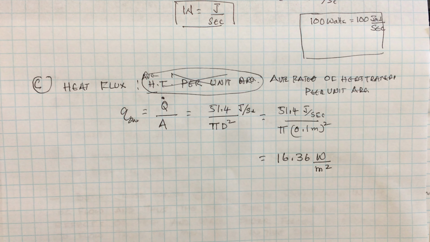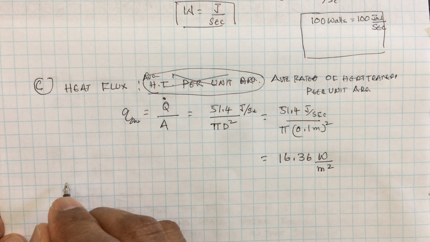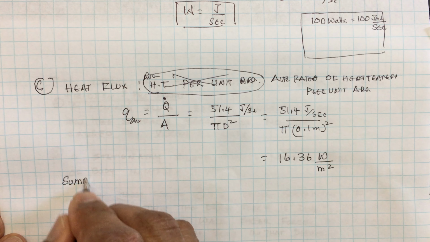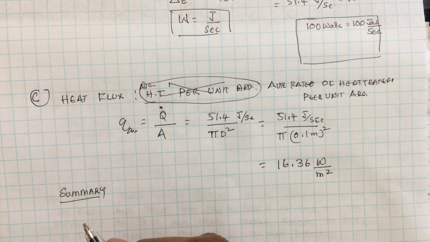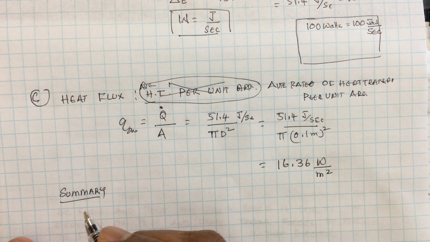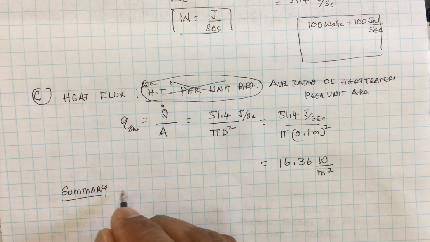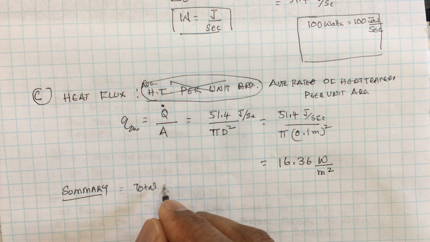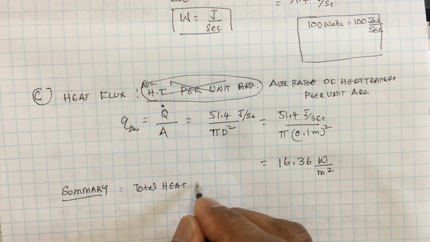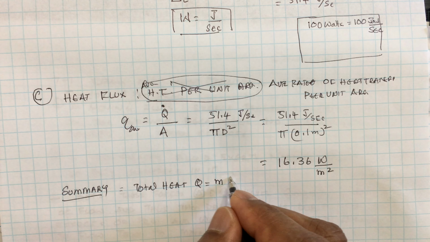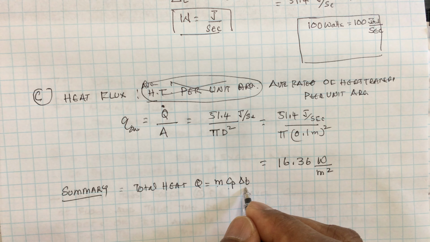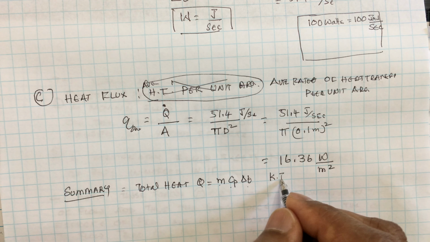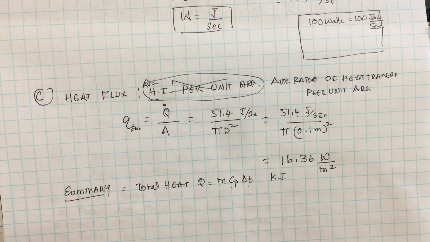So all three parts were done, but what I'm trying to emphasize here is, let's summarize. This is very important, so that you have a clear understanding of how to use these formulas, what the average rate of heat transfer is, what the heat flux is, and so on. First is total heat. The formula for the total heat is Q equals m Cp delta T, mass times specific heat times temperature change. The unit for this one is kilojoules or joules. Not seconds, there's nothing like that here.